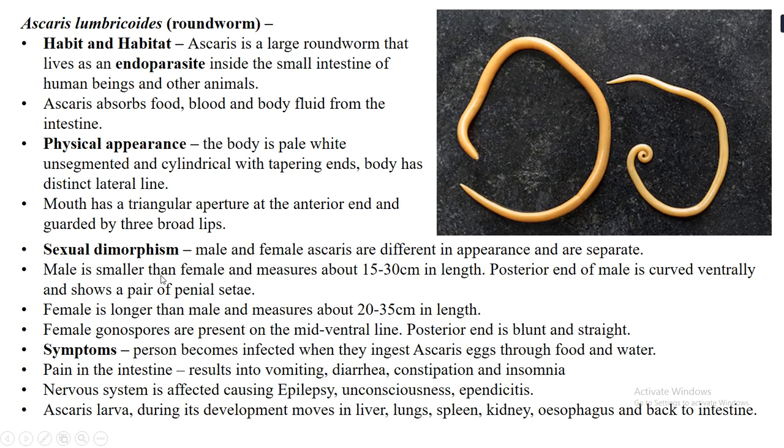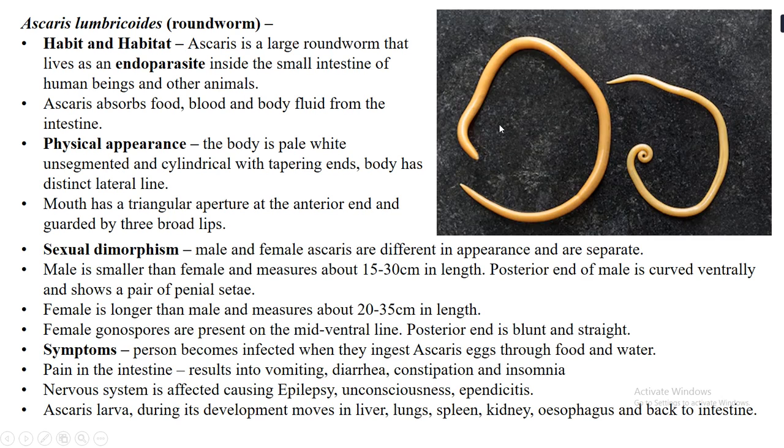Sexual dimorphism. The male and the female of Ascaris are different in appearance. So this is one characteristic feature of them. Now how do you differentiate between them? The male will be smaller in size as compared to the female. It will be 15 to 30 centimeters in length, and the posterior end of the male, as you can see over here, is curved. It is ventrally curved, and it will show a pair of penial setae.